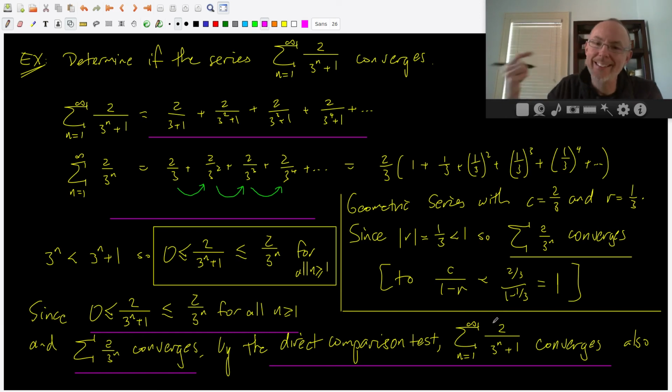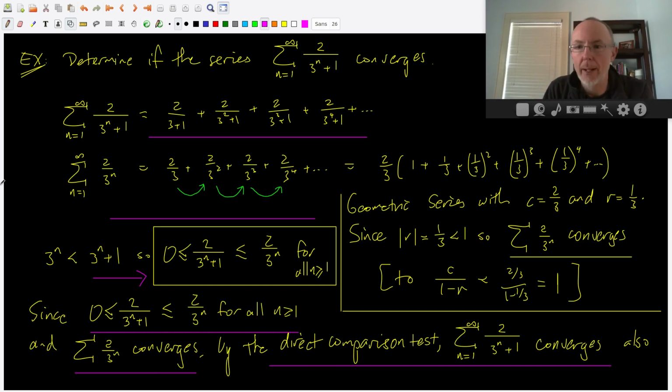And so again, this is the idea. We're just laying out the pieces that we need to apply the direct comparison test. And here the key piece is this inequality. And you just have to play around to find the inequality. Try and work out something that looks like it might be a useful comparison and see if you can build an inequality, and then decide what that series does.